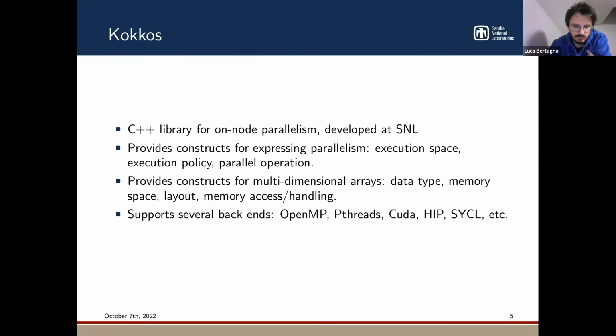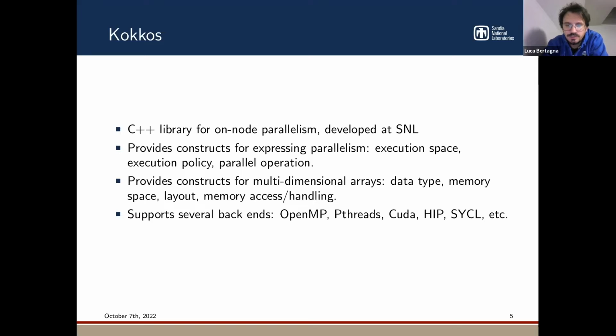Now, one of the paths we chose to achieve exascale and performance portability in E3SM is using Kokkos. So what is Kokkos? Kokkos is a C++ library that handles on-node parallelism. It's developed mainly at Sandia National Labs, but there's a few contributors elsewhere. Kokkos mainly provides some abstractions and constructs for expressing concepts related to parallelism.